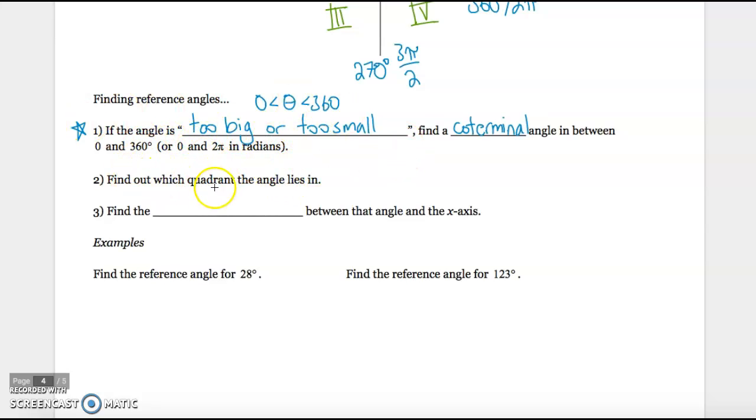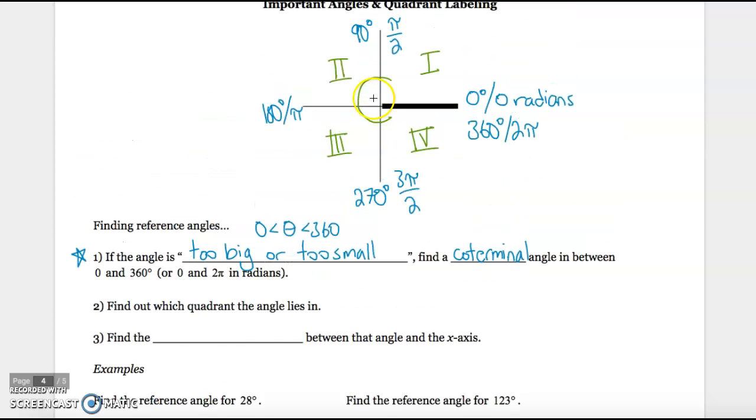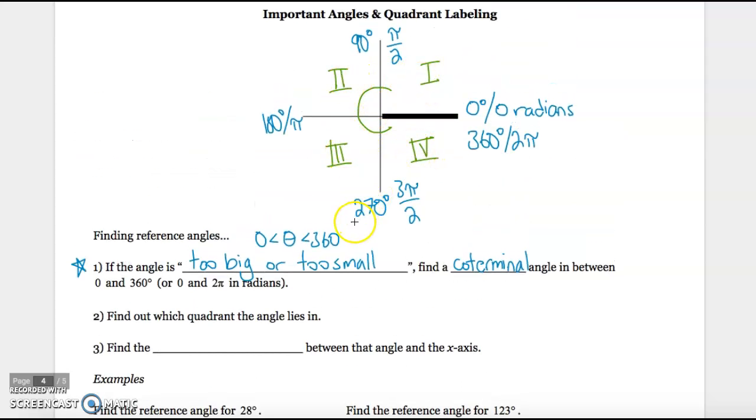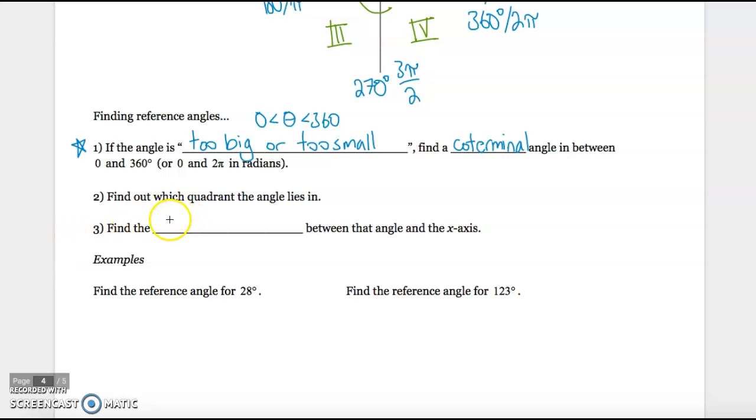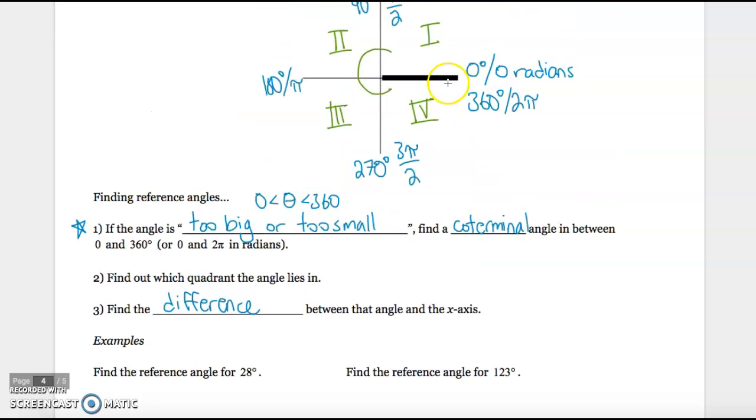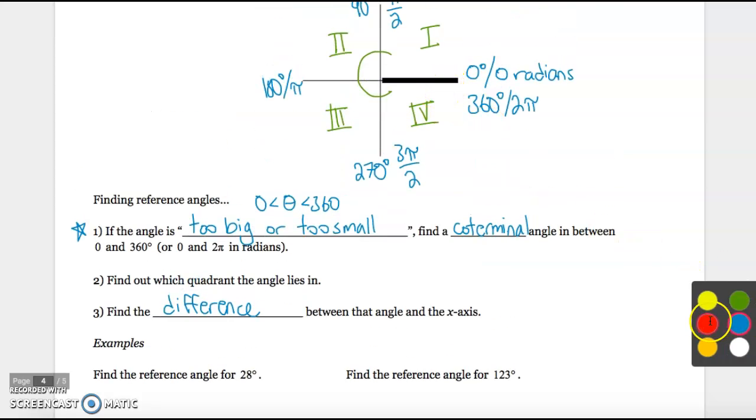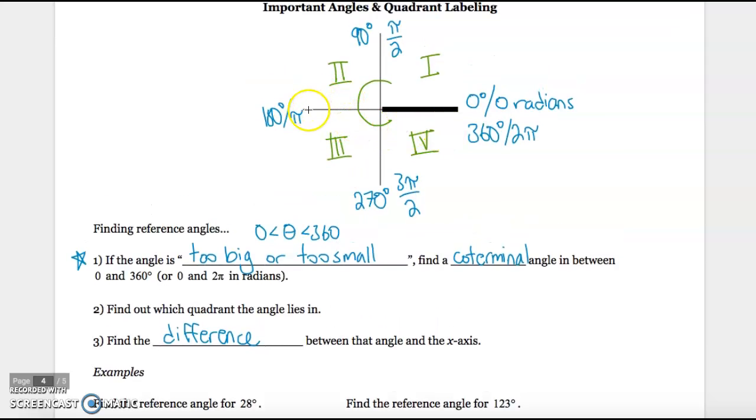After you do that, we find out which quadrant the angle lies in. So it's either in quadrant 1, 2, 3, or 4. And then you have to find the difference between that angle and the x-axis. Now notice on here your x-axis, we're really only going to be dealing with this piece right here.